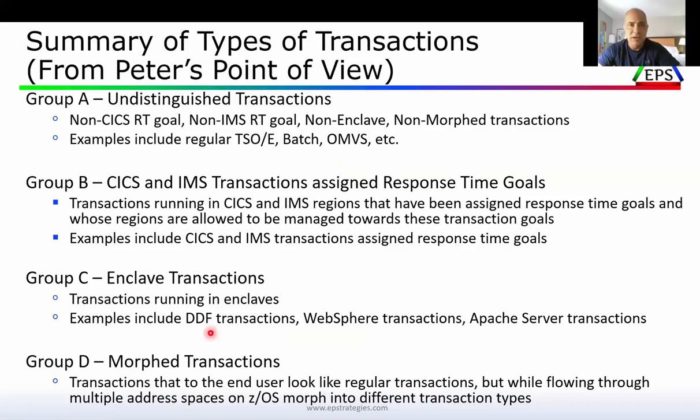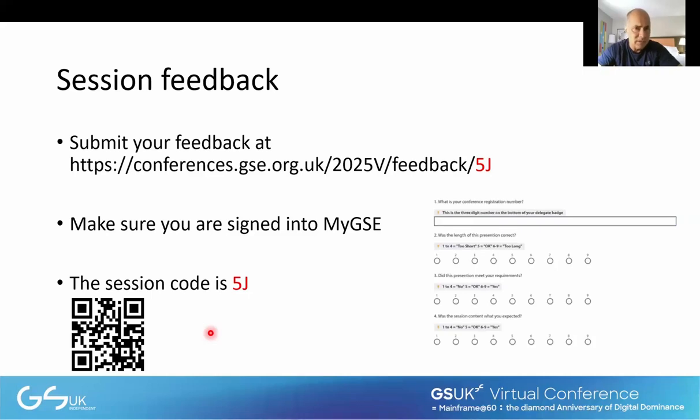So the point of the presentation was to kind of help you understand that there are different types of transactions in the operating system, that we just don't give it a response time goal, velocity goal, or duration. You have to kind of understand what the flow of the transaction is. Are we able to distinguish the life of the address space away from the transaction? And if so, then we're eligible for multiple periods, and then we're eligible for response time goals. So hopefully that made a little bit of sense.